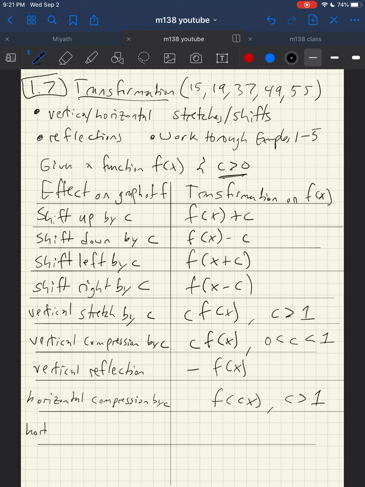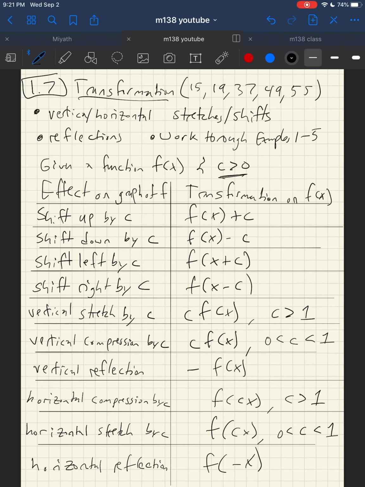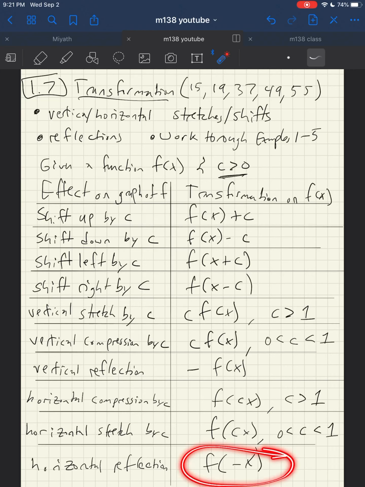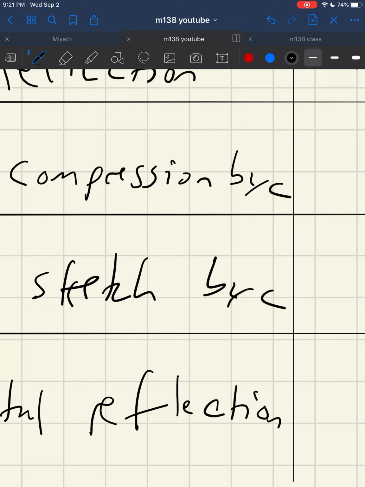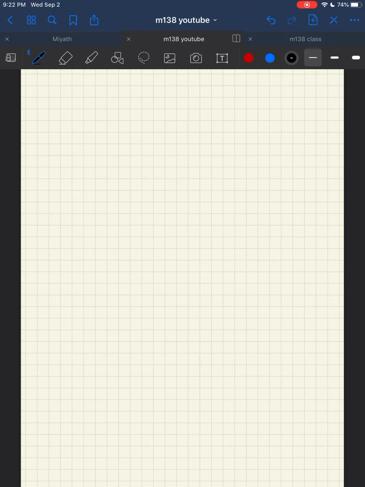Now a horizontal stretch by c is going to be f of cx when 0 is less than c is less than 1. Finally, a horizontal reflection is going to be f of minus x. Now, from our discussion on even and odd functions, we know that we won't see a horizontal reflection for an even function. Let me fix this up a little bit here. This is getting a little too hard to read. Let's just clean it up a little bit. Horizontal reflection. Okay, so let's do some examples. Hopefully you can write that table down. It's a video, so you can pause it and go back.